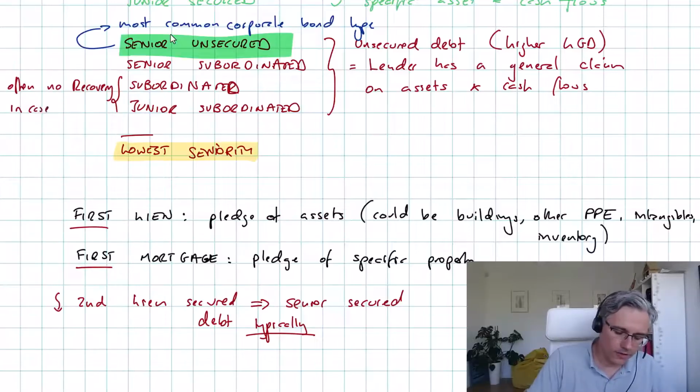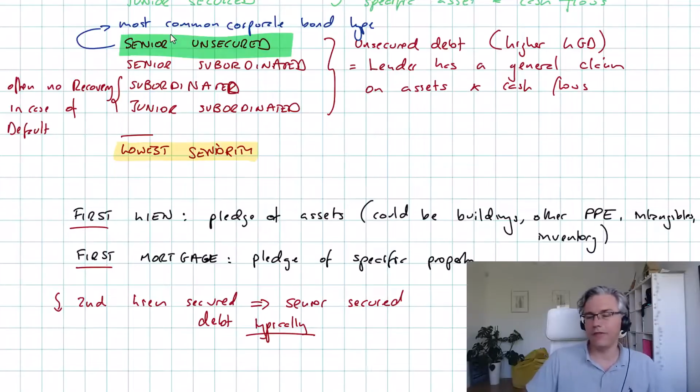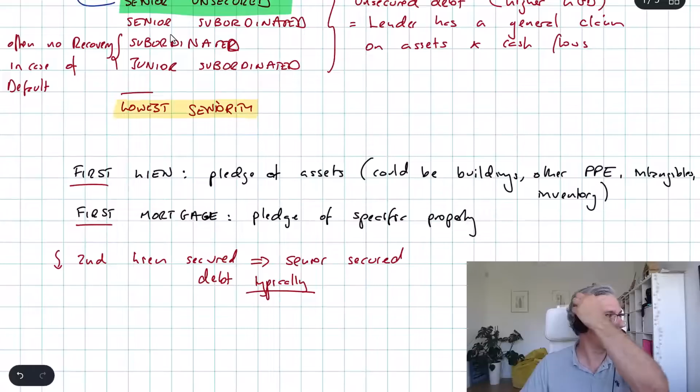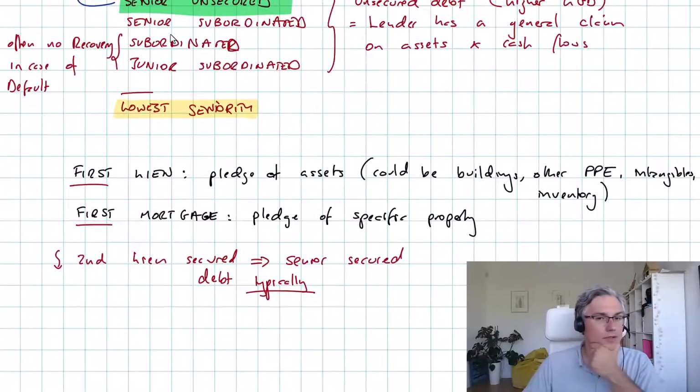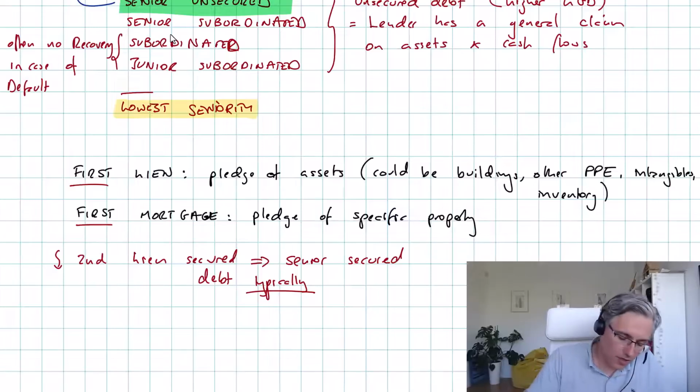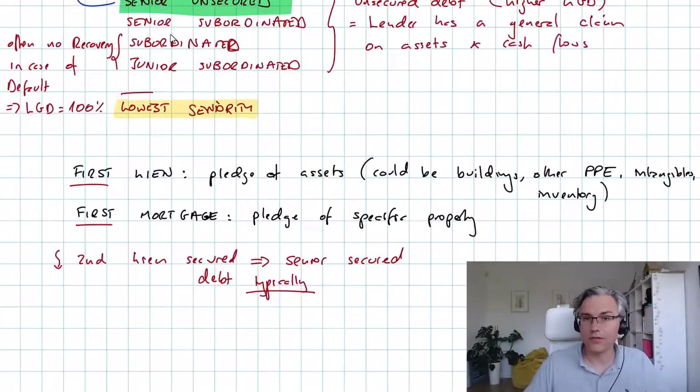of default. So the chances that you'll get anything back if the company defaults and is unable to make cash flow payments or the debt services payments is very remote. So that would mean your loss given default is practically 100%, right, in case of default.